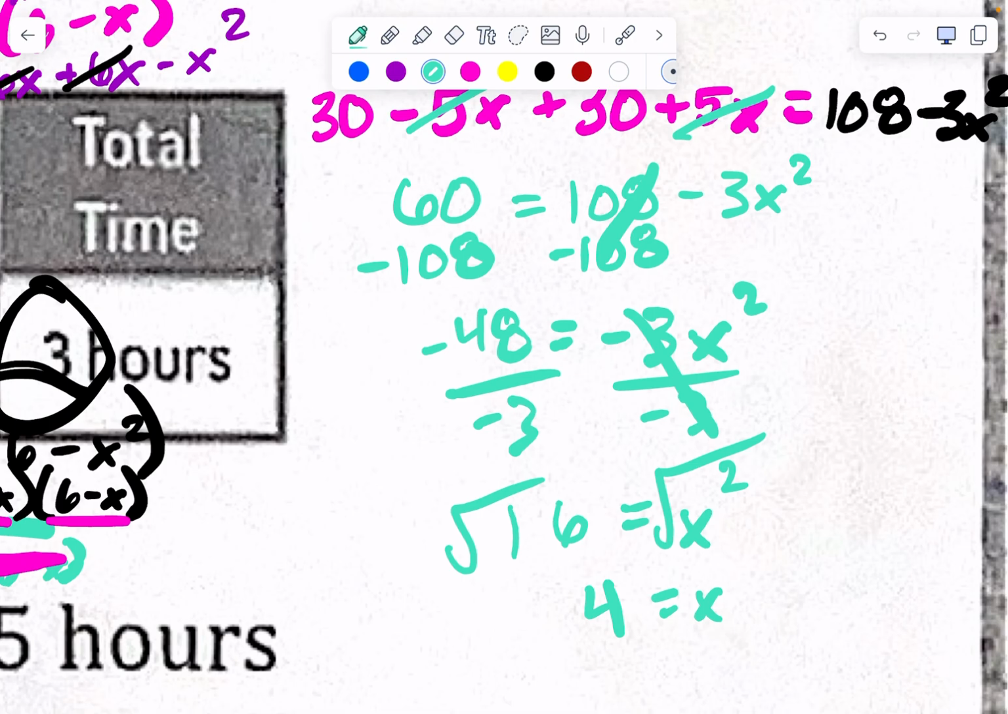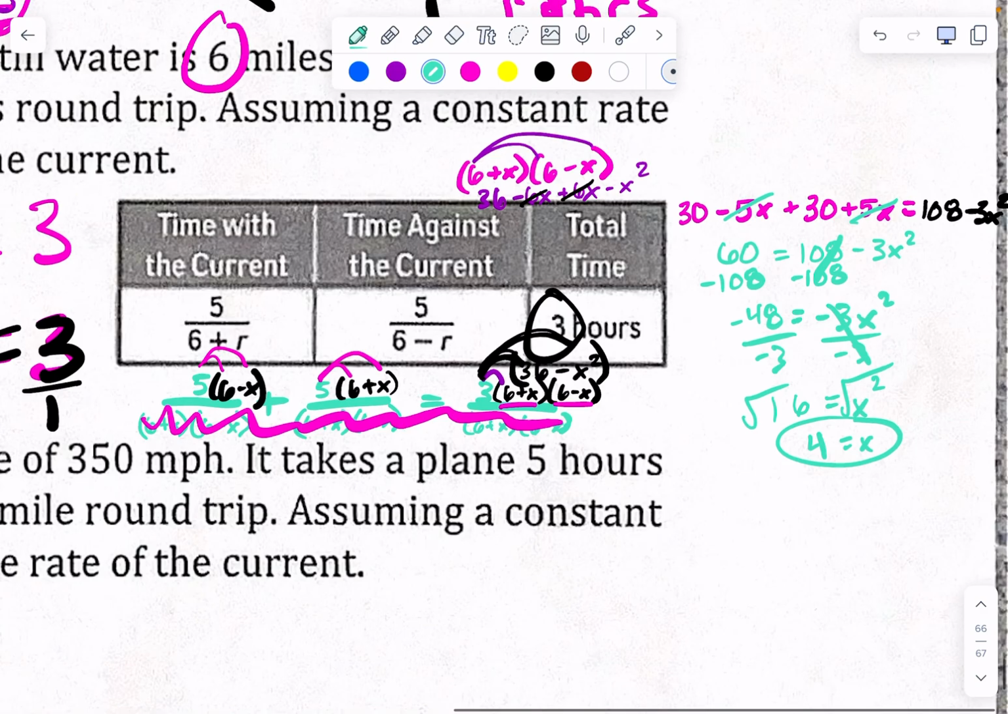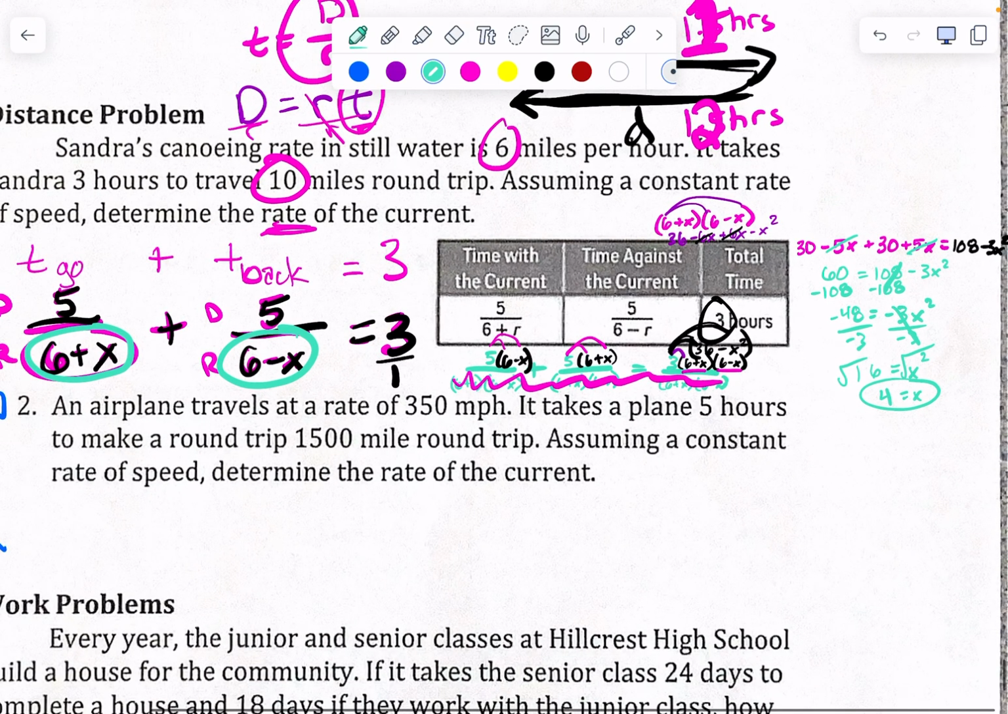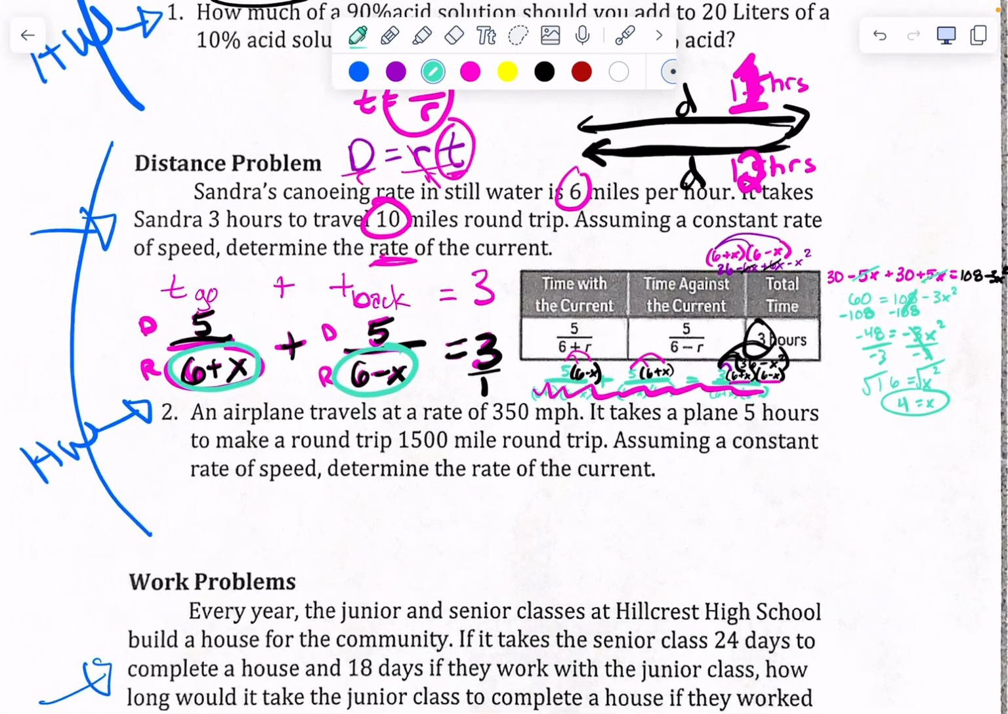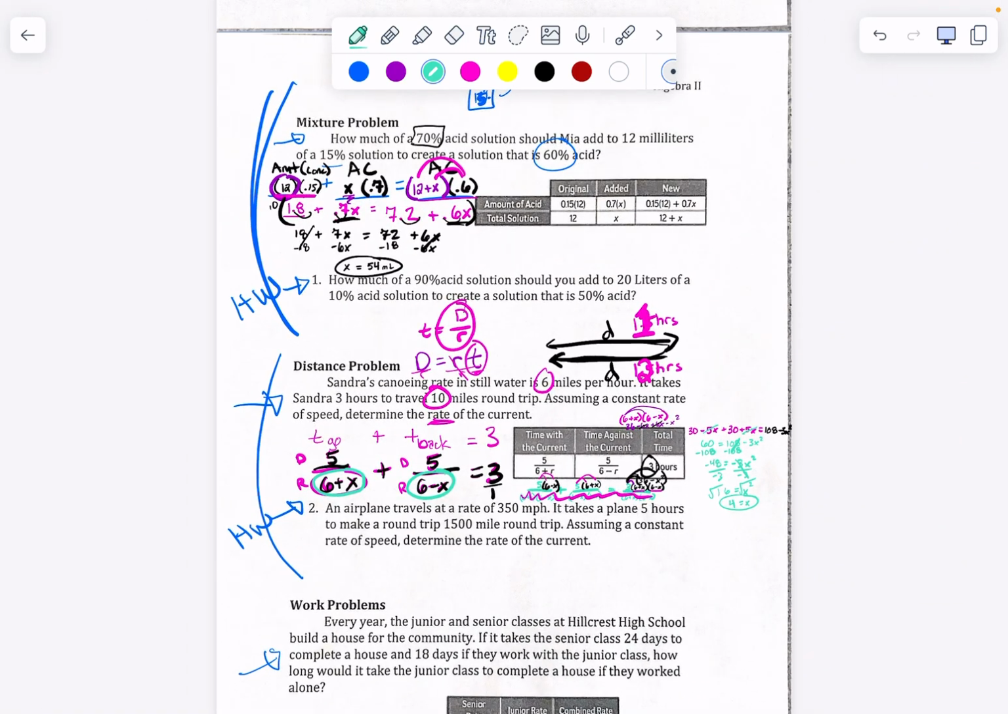The rate of the current. Miles per hour. The rate of the current. That's a lot of work. All that for x equals 4.